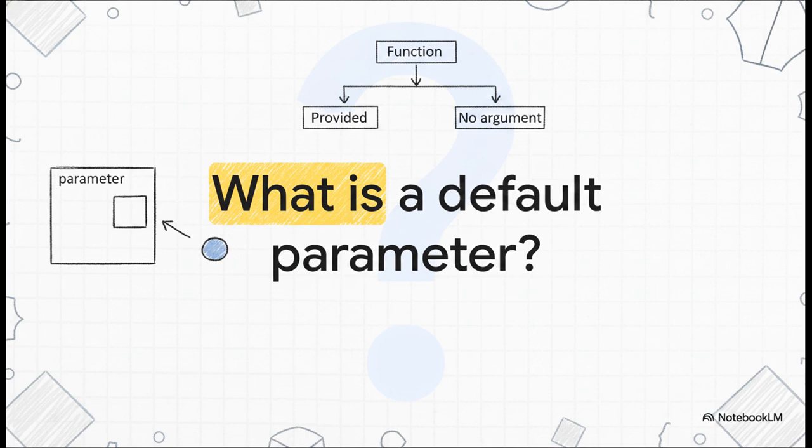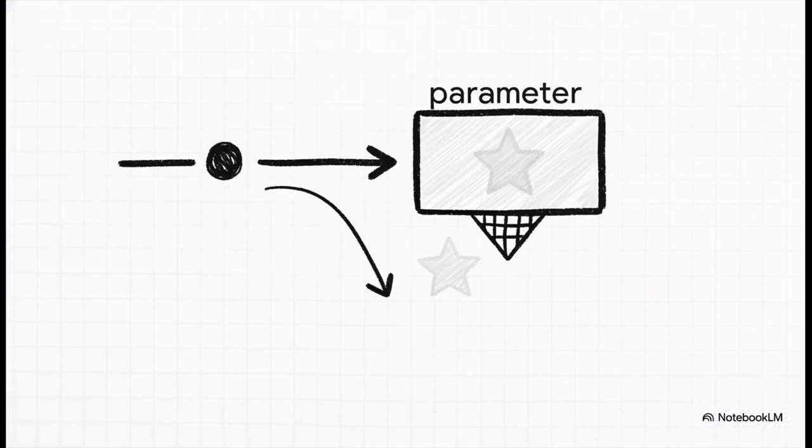Let's throw another quick interactive milestone at you from the text's quiz section. What happens if we set up a box, a parameter, but the user completely forgets to give us an argument to put in it? This brings us to the question, what exactly is a default parameter? Well, a default parameter is simply a parameter with a preset value.